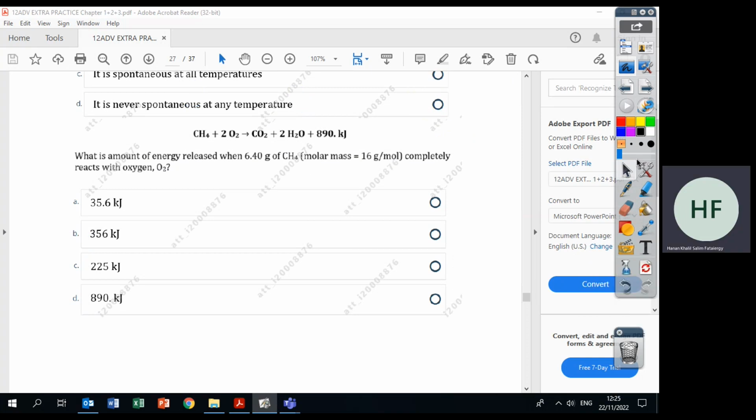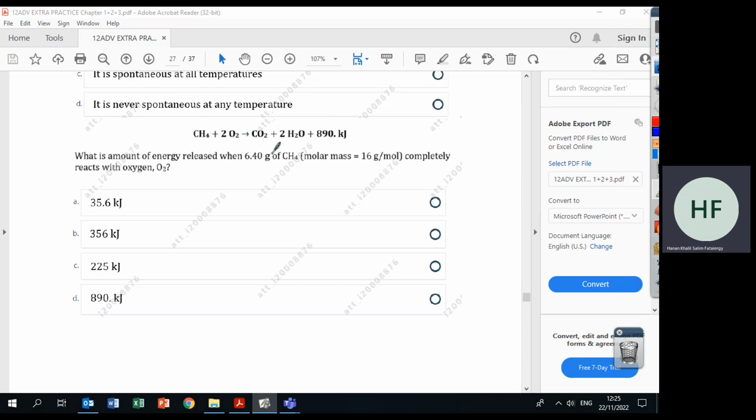Now the question is, we have a reaction, and what is the amount of energy when 6.4 grams of CH4 completely react with oxygen? So I will say CH4 plus 2O2 will give you CO2 plus 2H2O plus 890 kilojoules. What is the amount of energy? I'll put a question mark here. When 6.4 grams of CH4, I will write 6.4 grams here. As we agreed before, if this is grams, this is grams. Nobody should write 1 mole here, that is wrong, because this is grams, this one should be grams.